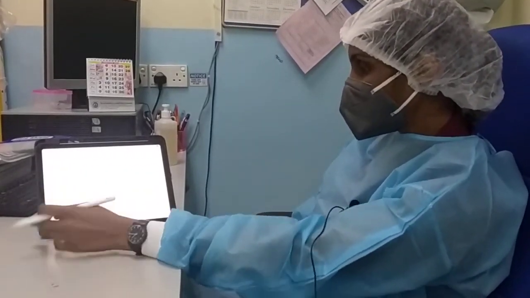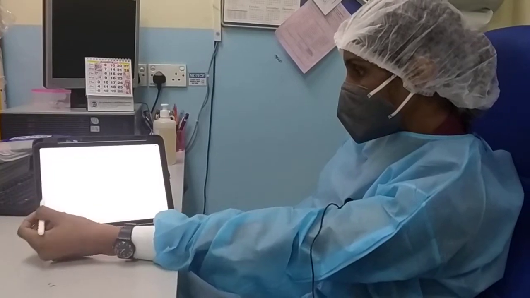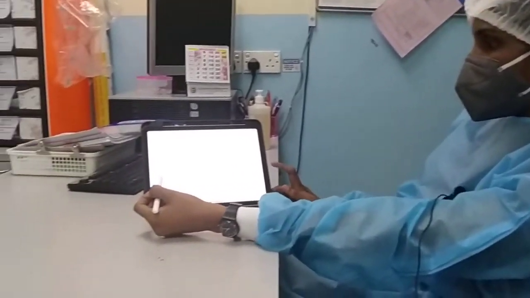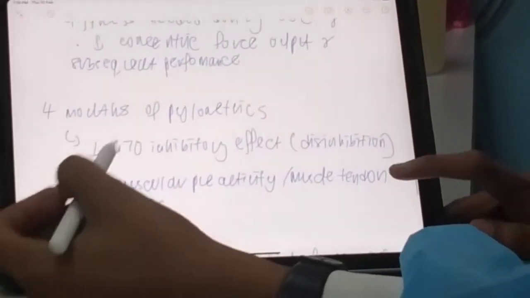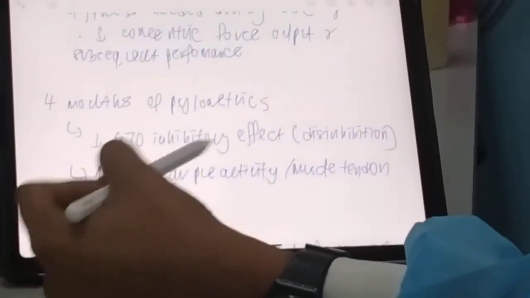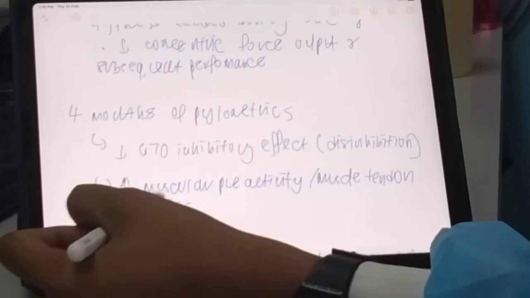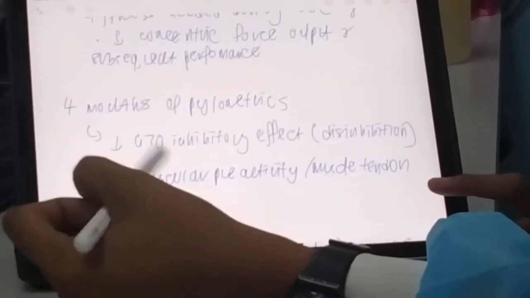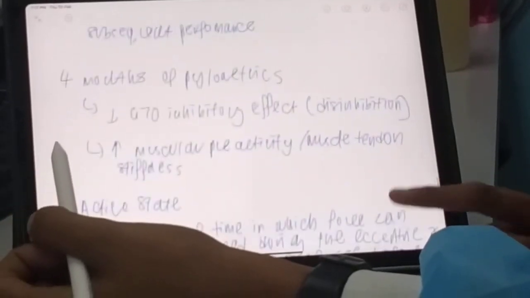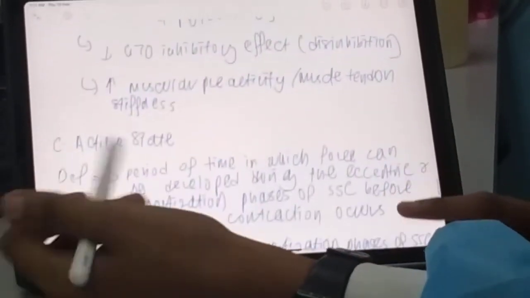So let's say the athlete has been doing plyometrics for longer, about four months. This GTO inhibition will be reduced, the muscular pre-activity will be increased, and the stiffness will also be increased.